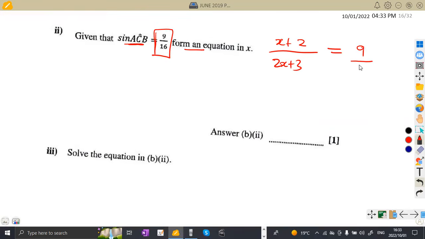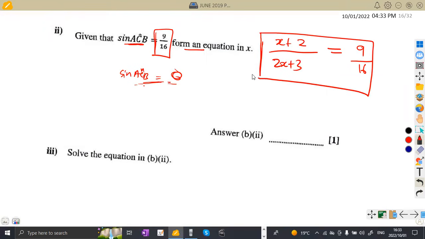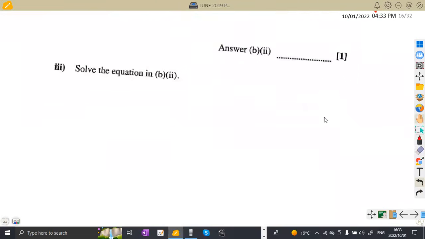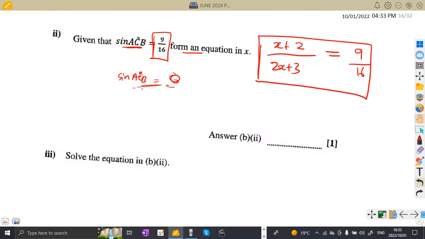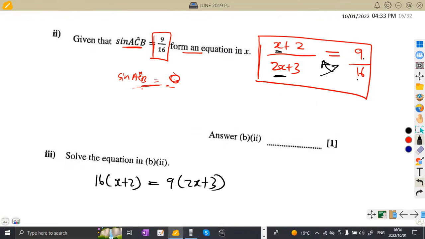So we are going to equate these two because they are equal. There is no way we are going to have sine ACB and then another angle which is different. These two should be equal. That is what we are simply saying, guys. Okay, so that was to formulate an equation. We are done. Then item 3 now is for us to solve the equation. That's simply a continuation from this one. From this, you can cross multiply. That's 16 multiplied by this bracket, so 16 into x plus 2, which is equal to 9 times 2x plus 3. From there you can solve.